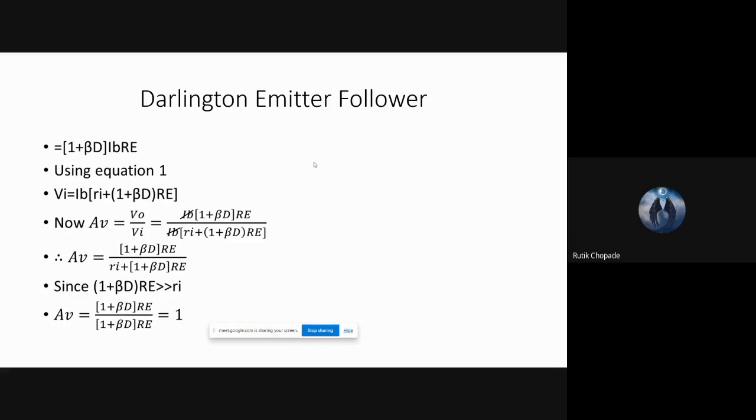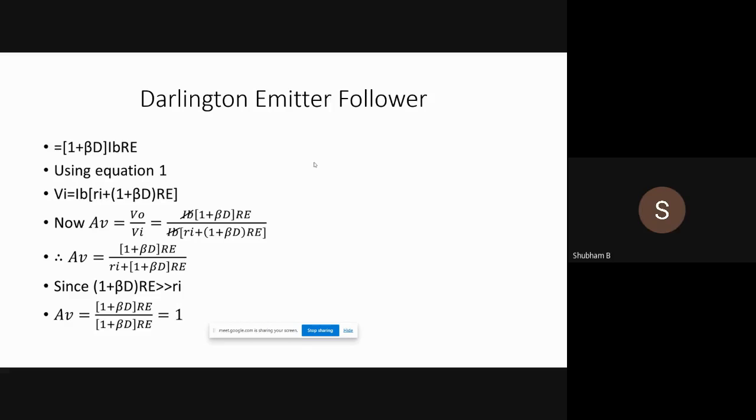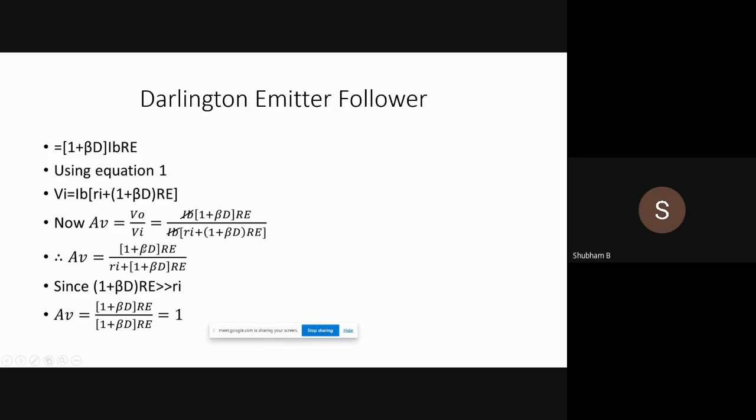Sir, it's output voltage to input voltage, sir. Correct. It's a ratio of output voltage to input voltage, that is V0 by Vi. Good. Therefore, AV is equal to V0 upon Vi.